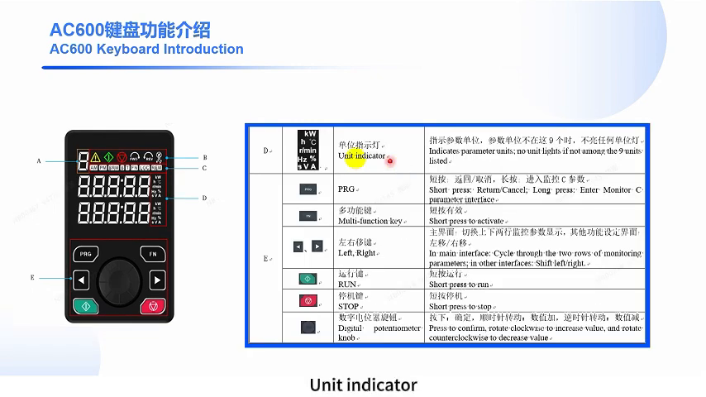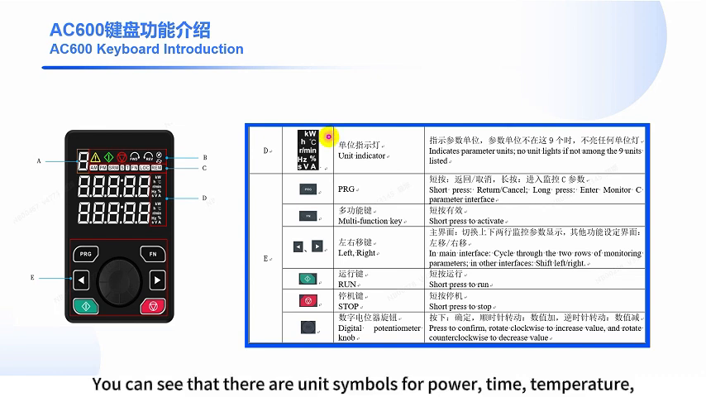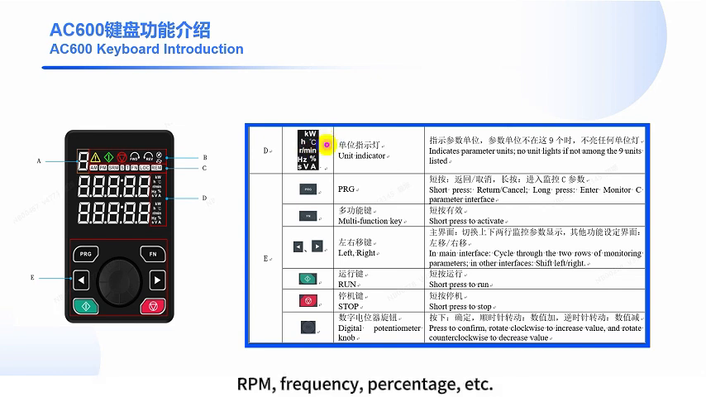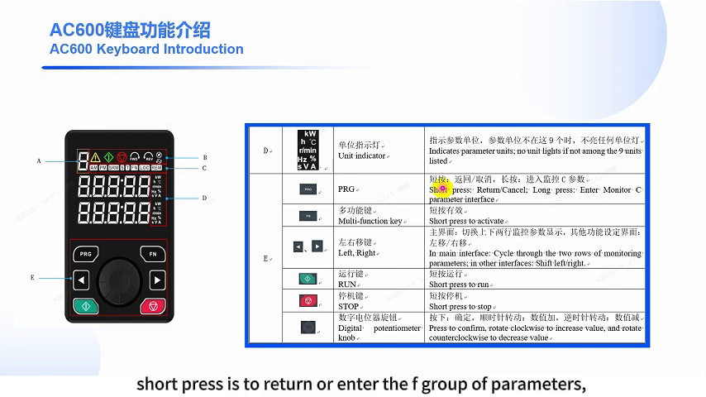Part D. Unit indicator. You can see that there are unit symbols for power, time, temperature, RPM, frequency, percentage, etc. No unit lights if not among the 9 units listed. PRG key, short press is to return or enter the F group of parameters. Long press is to enter the monitoring C parameter group.